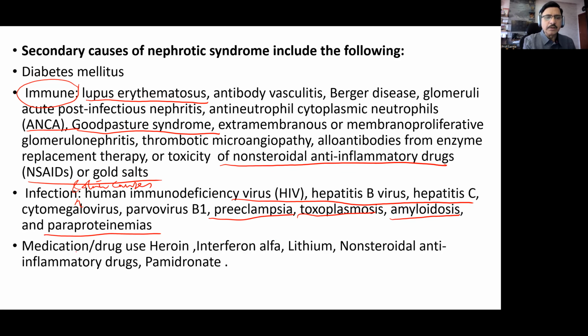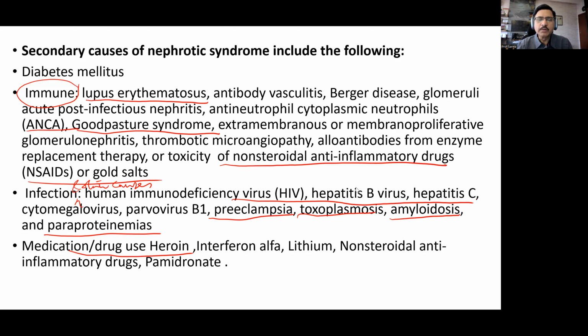Drugs. What are the drugs that cause it? Heroin and interferon alpha, lithium and NSAIDs and pamidronate. Non-steroidal anti-inflammatory drugs cause direct toxicity. What happens is, majority of the time in adults, for some pain or other, they keep on taking the non-steroidal anti-inflammatory drugs. And sometimes these end up in a patient going into nephrotic syndrome.